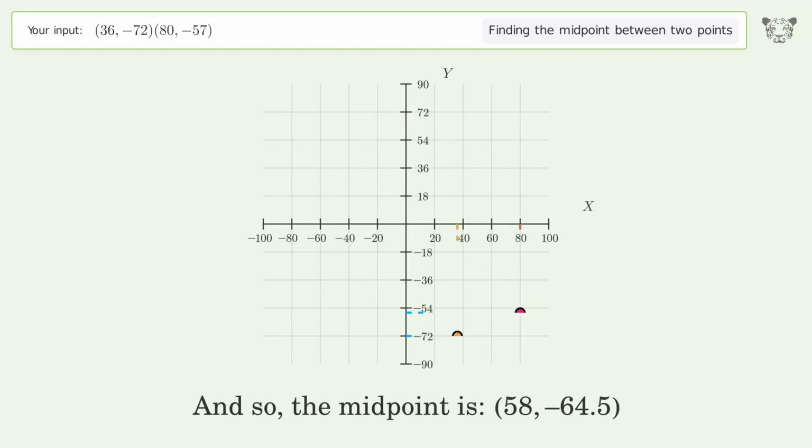And so, the midpoint is 58, negative 64.5.